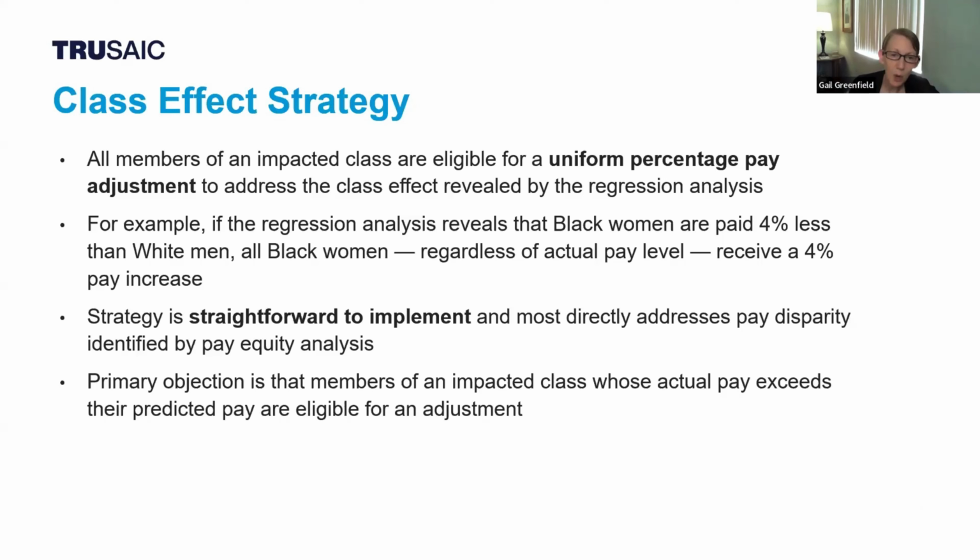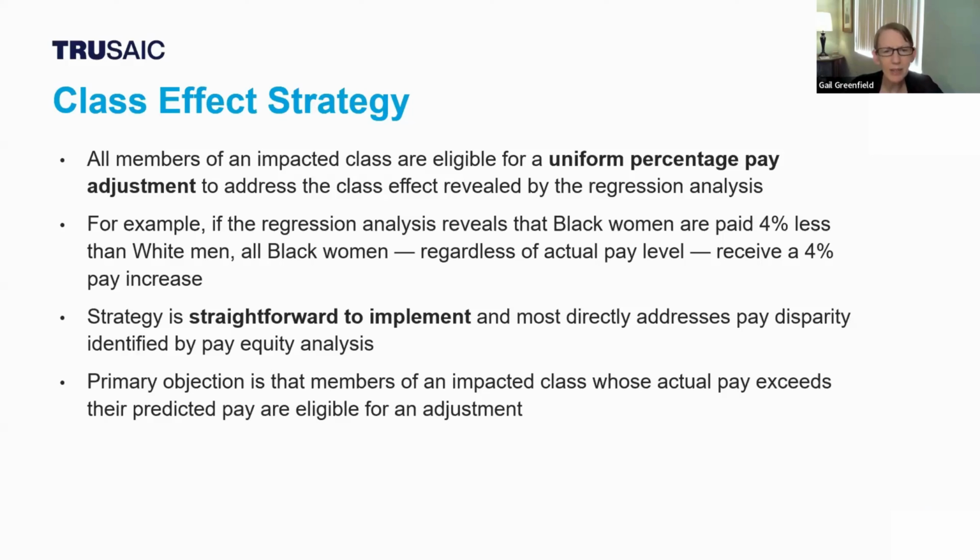Under this approach, all members of an impacted class are eligible for a uniform pay adjustment to address the class effect revealed by the pay equity analysis. As an example, if the pay equity analysis reveals that Black women are paid 4% less than white men, then all Black women, regardless of their actual pay level, would receive a 4% pay increase. Essentially, if we find that there's a class effect of 4% for a particular demographic class, everyone in that demographic class would receive a 4% pay increase, regardless of their pay situation.